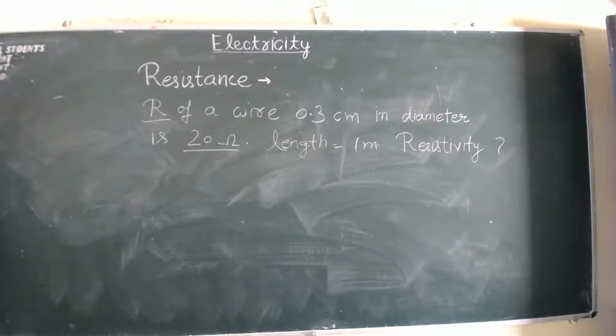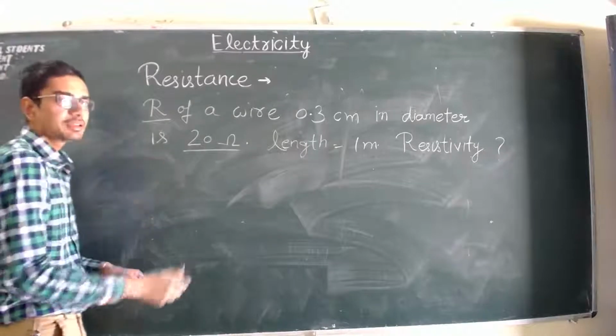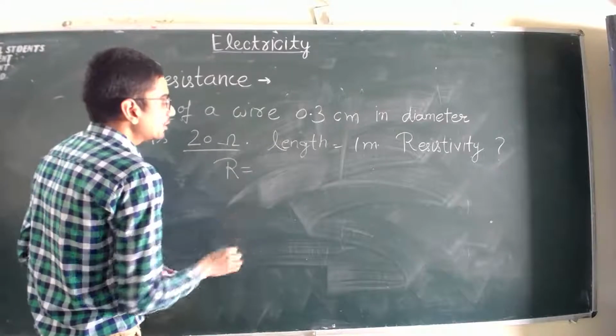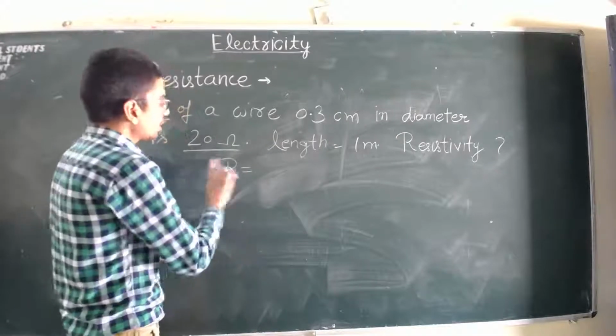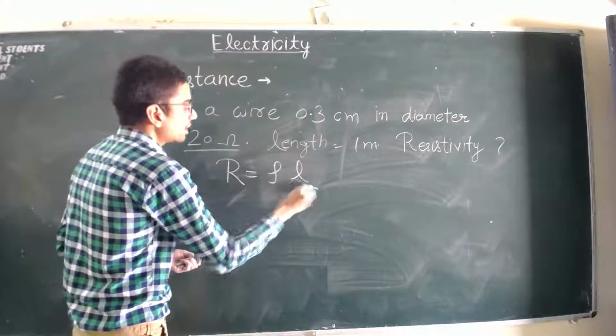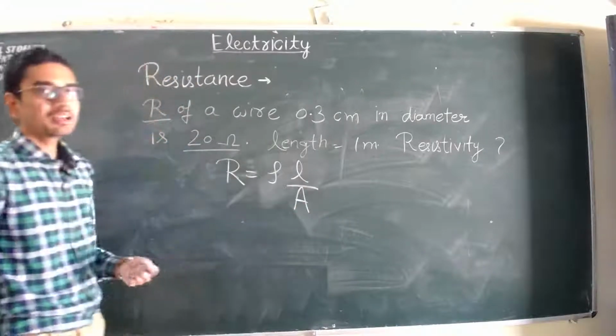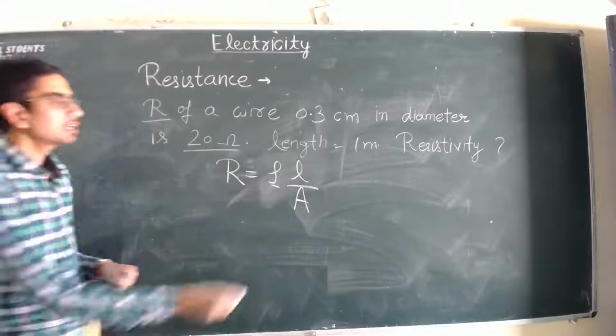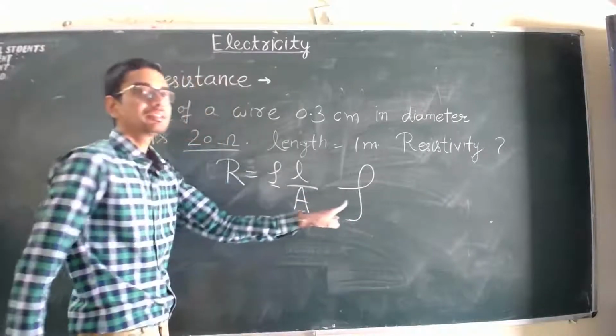This is a bit numerical. You have to solve this. You can solve this later by this formula. R is equal to rho L by A. Resistivity क्या है? Resistivity है rho RHO. कैसे ड्रॉ करना है? P की तरह ऐसे. This is resistivity.